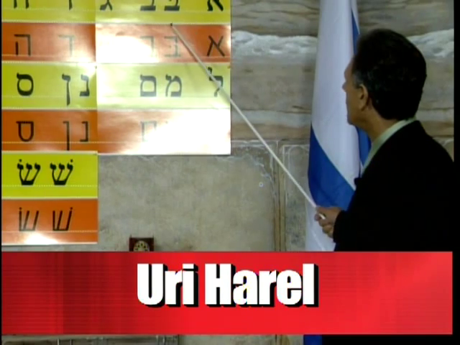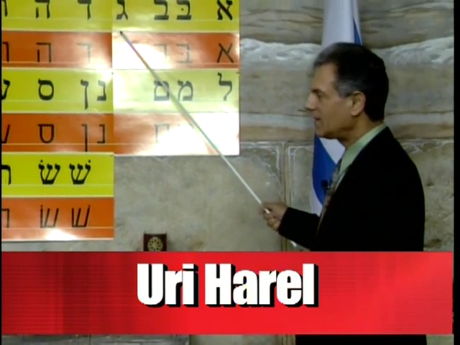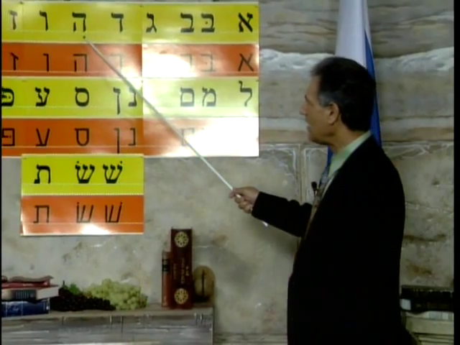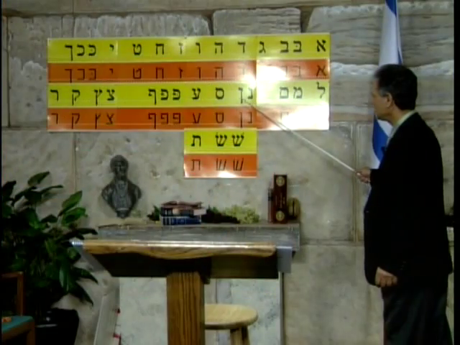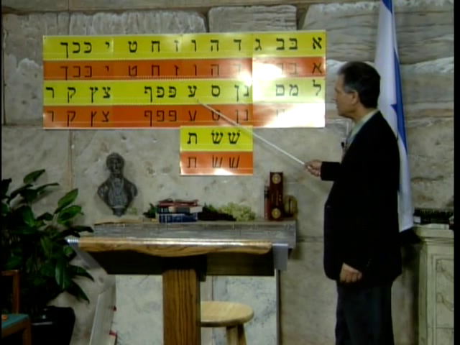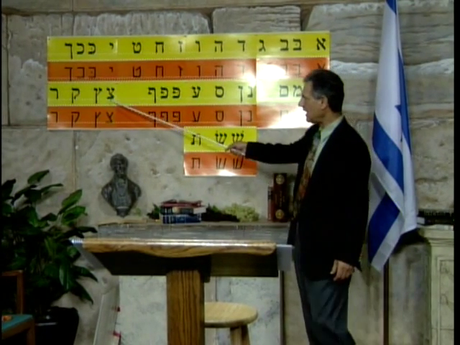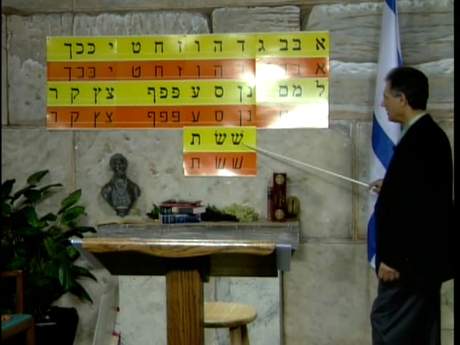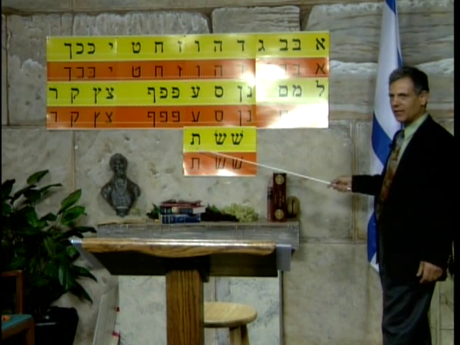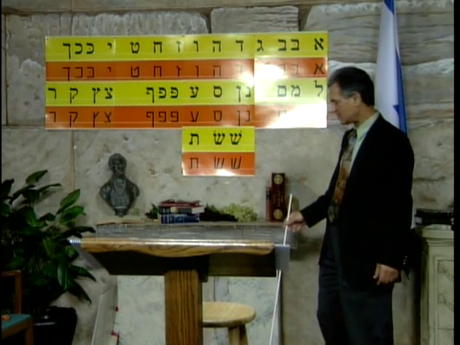Aleph, Bet, Gimel, Dalet, Hey, Vav, Zayin, Het, Tet, Yud, Kaf, Lamed, Mem, Nun, Samech, Ayin, Pei, Tzadik, Kuf, Resh, Shin, and Tav. Those are the 22 Hebrew letters.